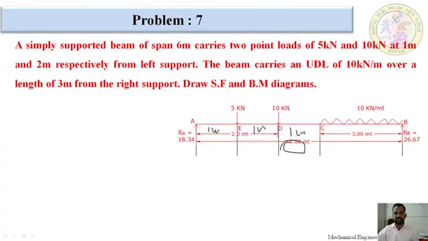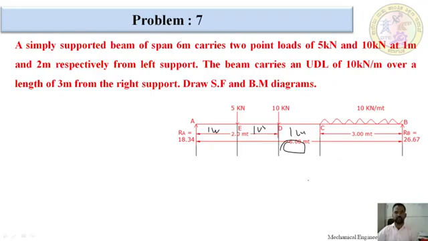And it also carries, from the left support, one point load at a distance of 1 meter, 5 kilonewton, and at a distance of 2 meter from the left support, 10 kilonewton, and from the right support we are going to have a UDL of magnitude 4 kilonewton per meter over a distance of 3 meter.